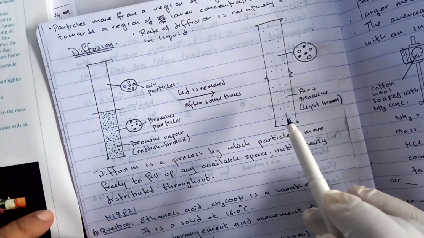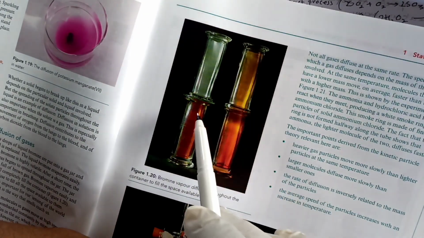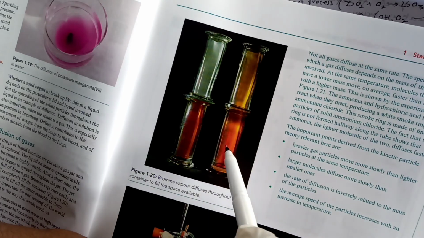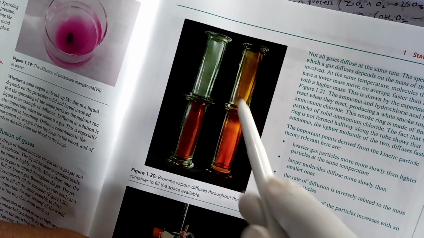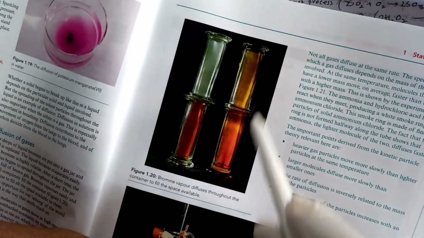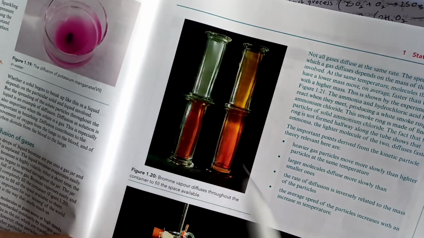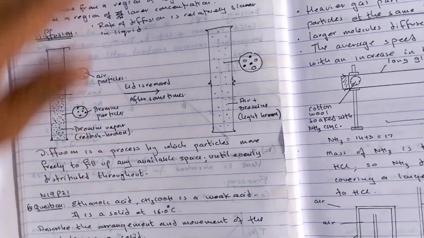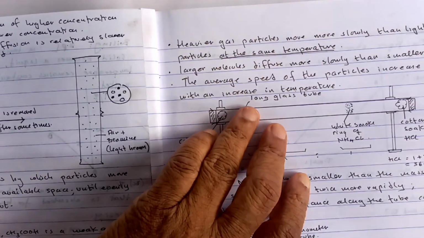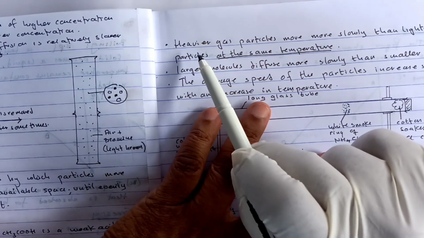You can see in the diagram itself, as it is diffusing, the intensity of the brown color decreases. Here it is more concentrated, here it is less concentrated, until it is evenly distributed. This is diffusion. This is the demonstration of diffusion. Now we are going to see the kinetic particle theory, how it explains diffusion.